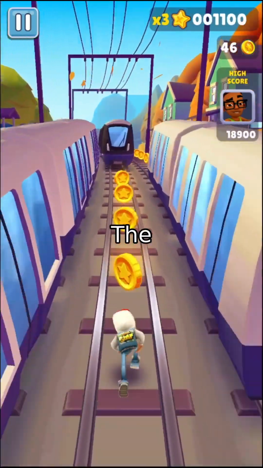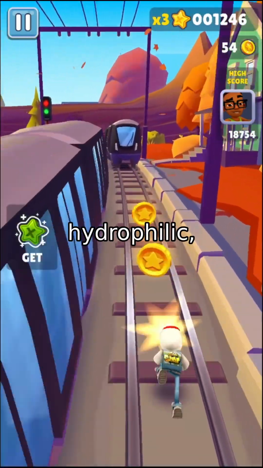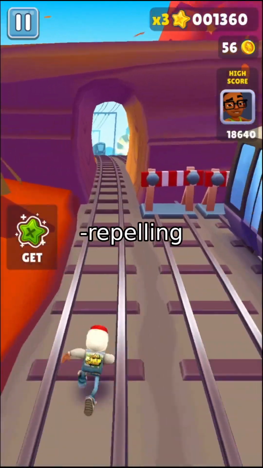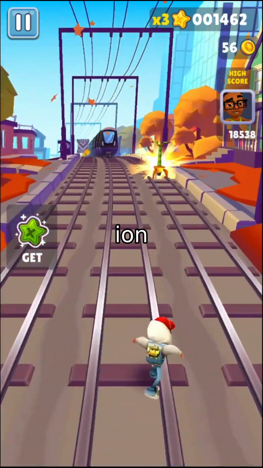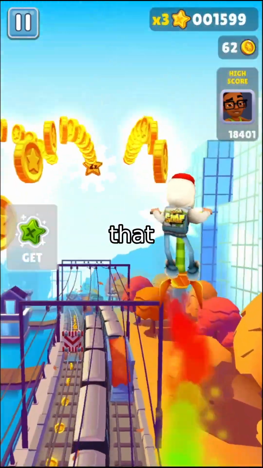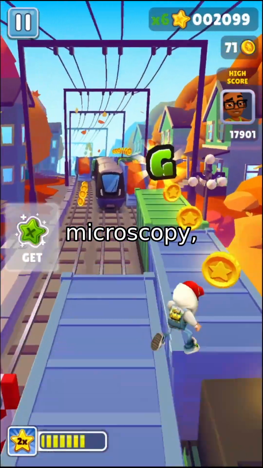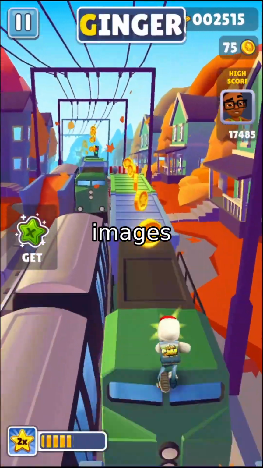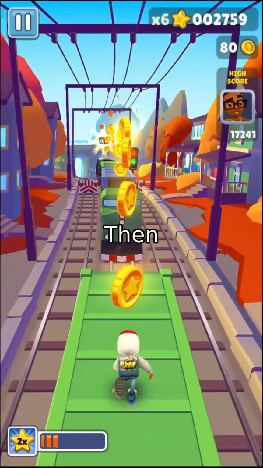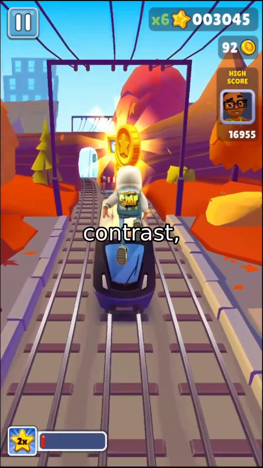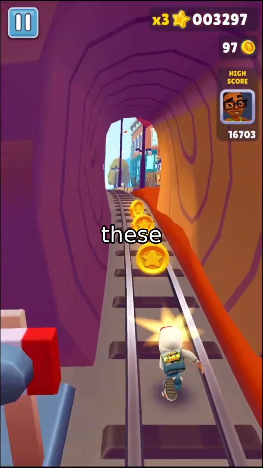Here's the breakthrough. The researchers discovered that the spatial arrangement of hydrophilic, water-loving, and hydrophobic, water-repelling, regions in the polymer directly dictates ion mobility. But how do you translate that microscopic dance into numbers? They used transmission electron microscopy, TEM, to capture high-resolution images of the material's nanostructure. Then they extracted features, like brightness, contrast, and spatial frequency patterns, that describe these domains.